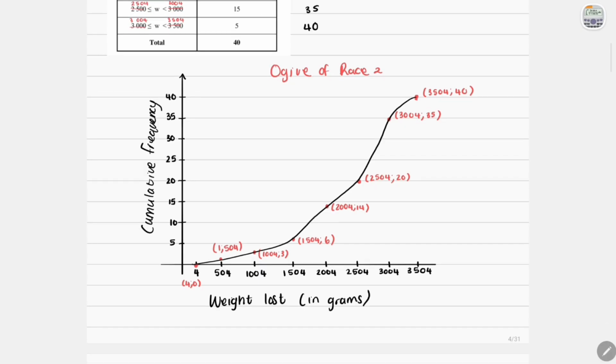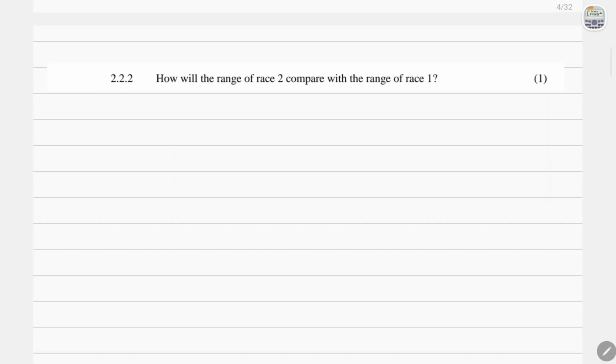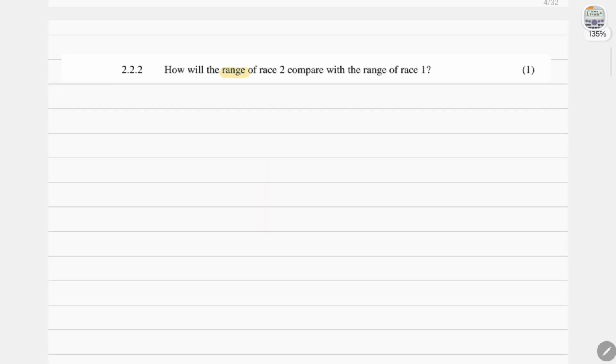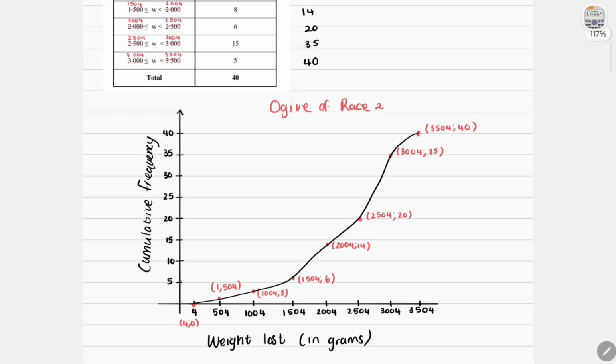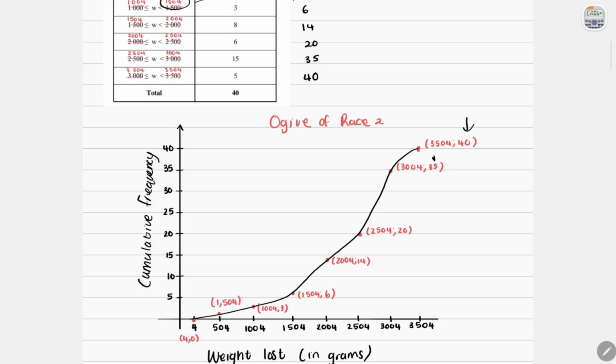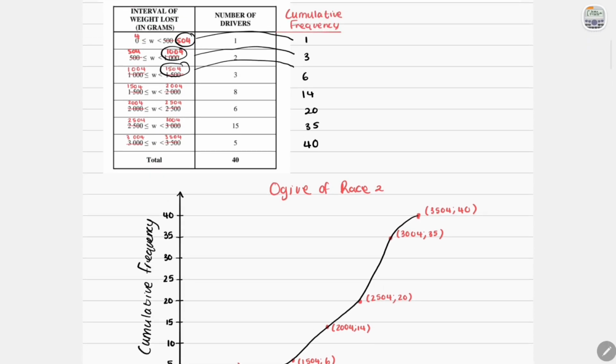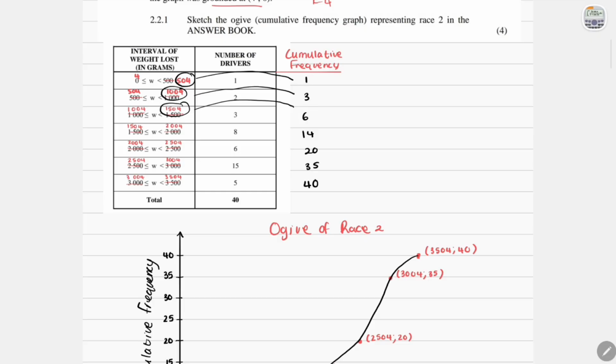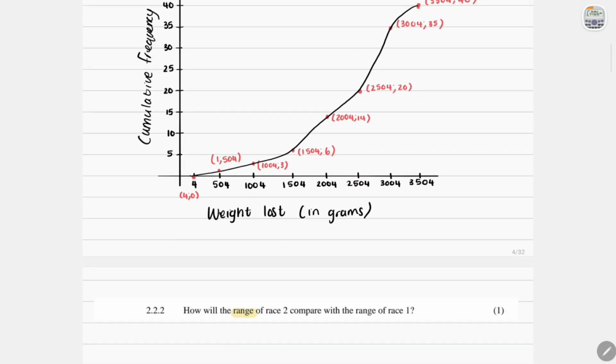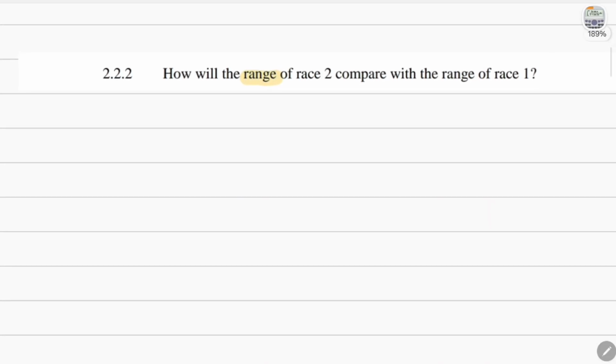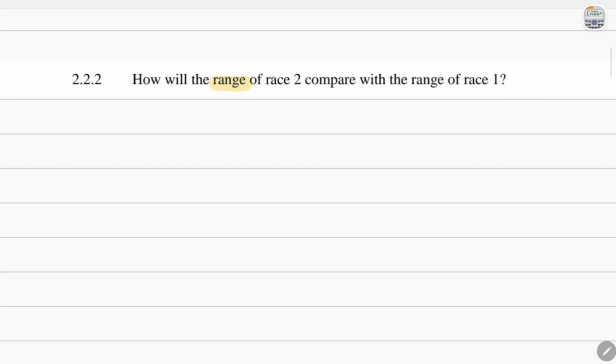And moving on to the next question. Question 2.2.2 says, how will the range of race 2 compare with the range of race 1? The range refers to the y values. So did the y values change? No. If you look at all the y values, they're still the same. With our ogive, it stays exactly the same. That's not what changed. What changed was our x values. So we will say they will not change. They will remain the same.